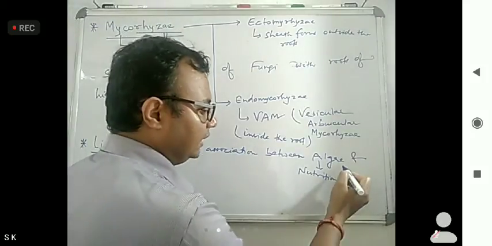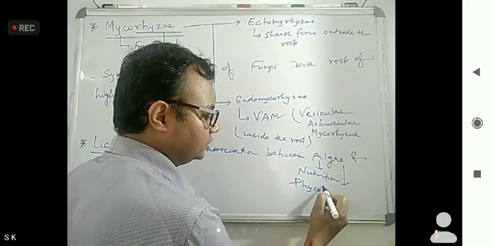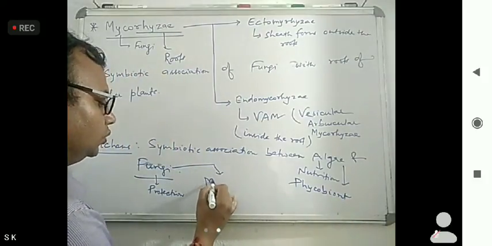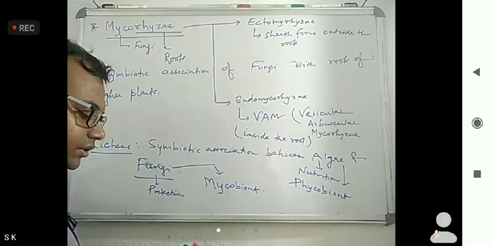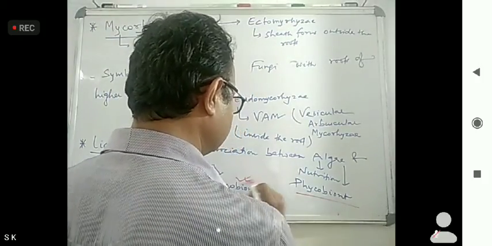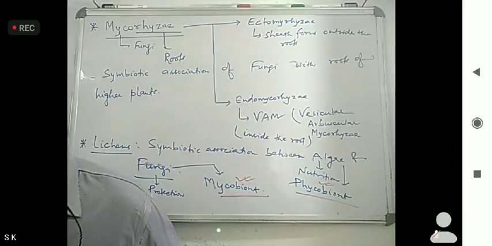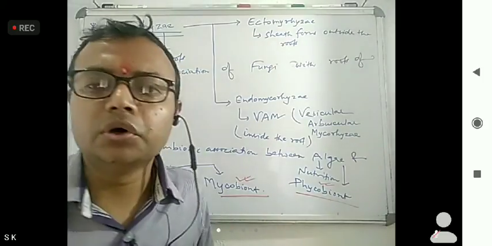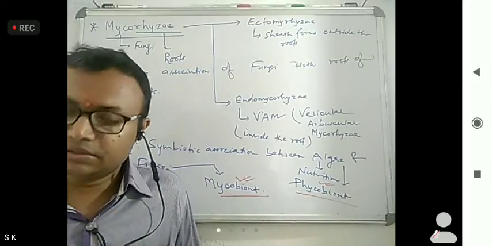Now, the algal partner is known as phycobiont and the fungal partner is known as mycobiont. These terms, phycobiont and mycobiont, have come in examinations. Where are they used? They are used in lichen. And why am I saying it is a symbiotic association? Because these two cannot survive without each other.